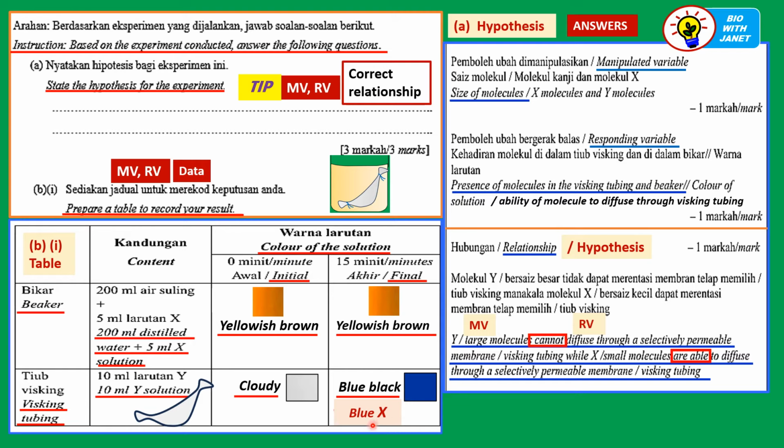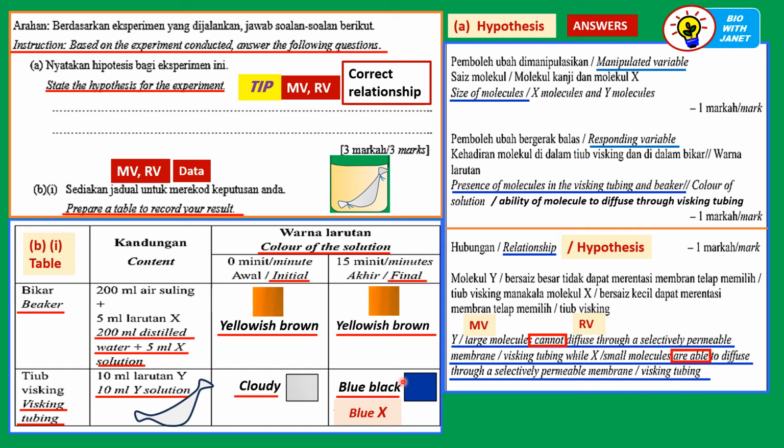Now, if you write blue, it's not right. They usually don't accept the description of the color as blue or black. It's not accepted. So write blue-black as the color. This is the standard answer given for the positive test for starch using iodine solution.